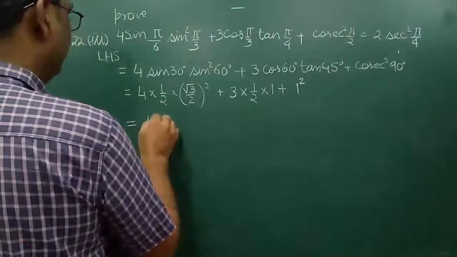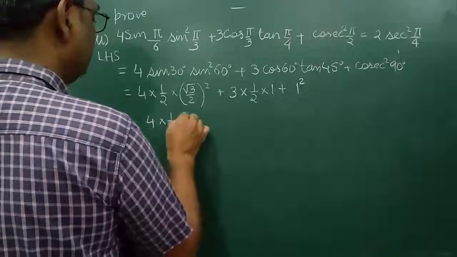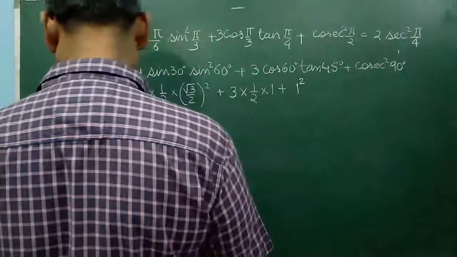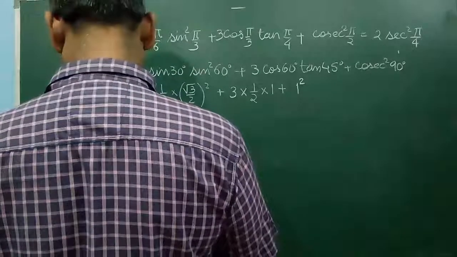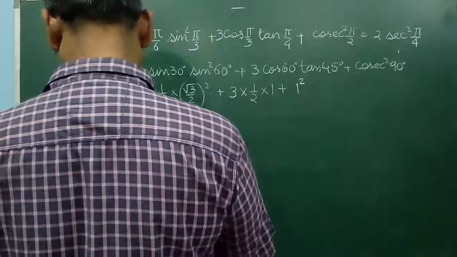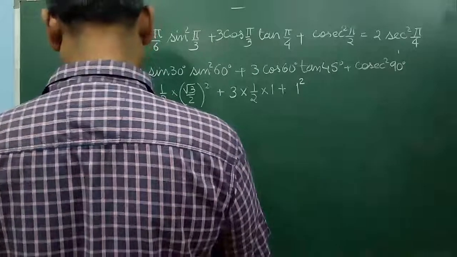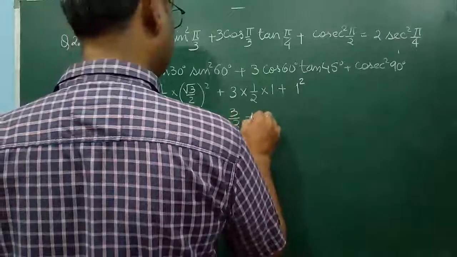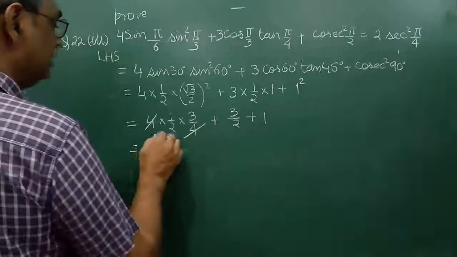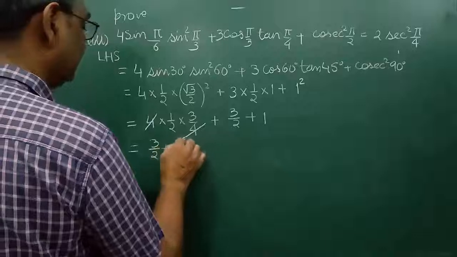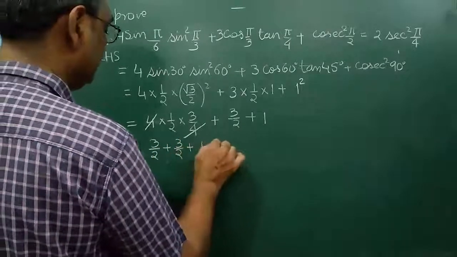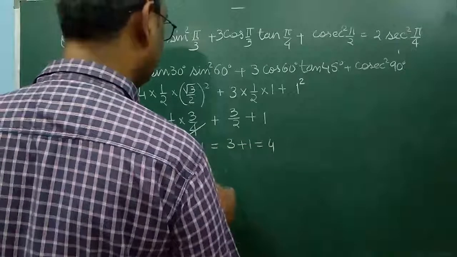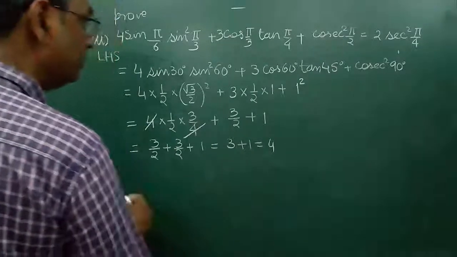Here we can have it 4 into 1 by 2 into 3 by 4. This will be getting cancelled. Plus 3 by 2 plus 1. This means 3 by 2 plus 3 by 2 plus 1 is equal to 3 plus 1 equal to 4. This is LHS. In LHS we have got 4.